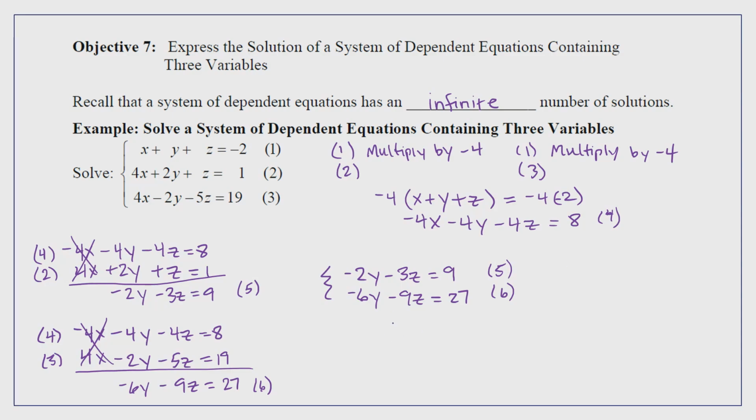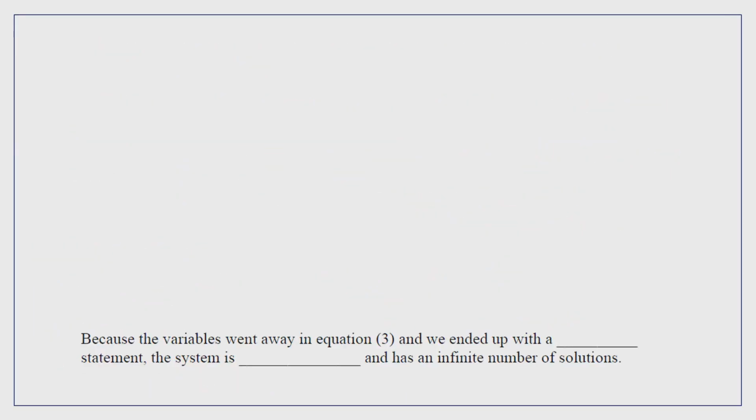So I'm going to multiply equation 5 by -3. Okay. So let's get some more space to do that. So I'm going to multiply equation 5 by -3. So I have -3 times the left-hand side, and then -3 times the right-hand side.